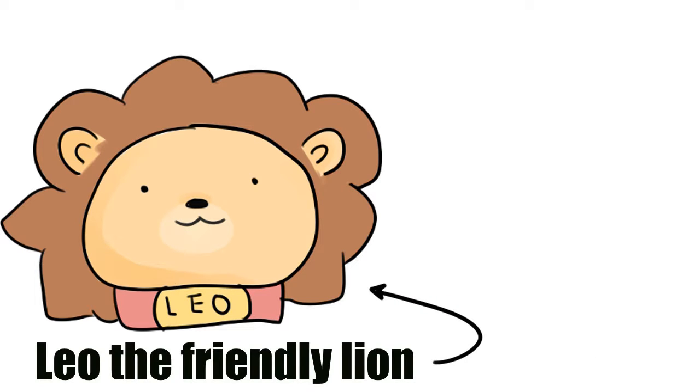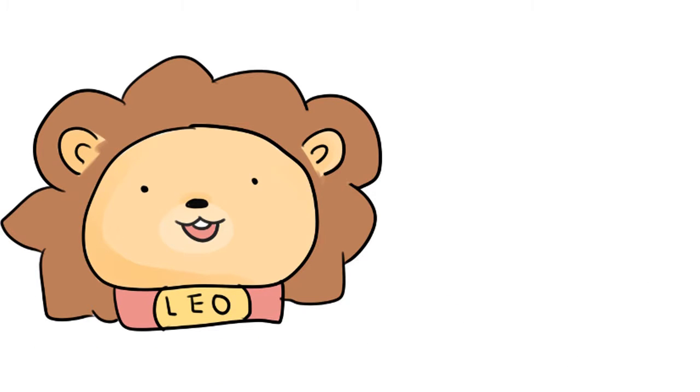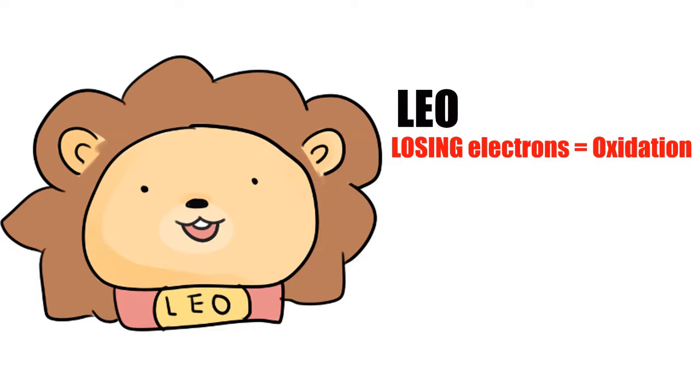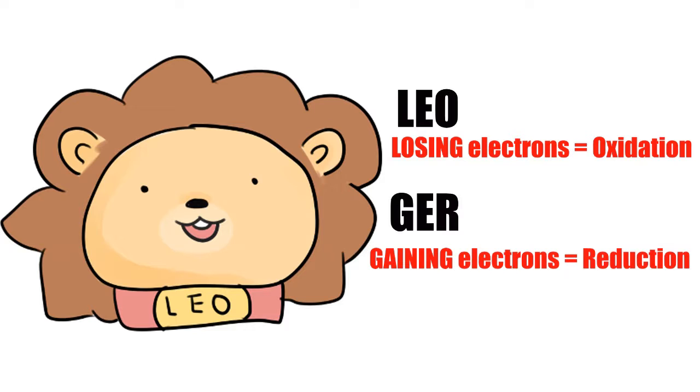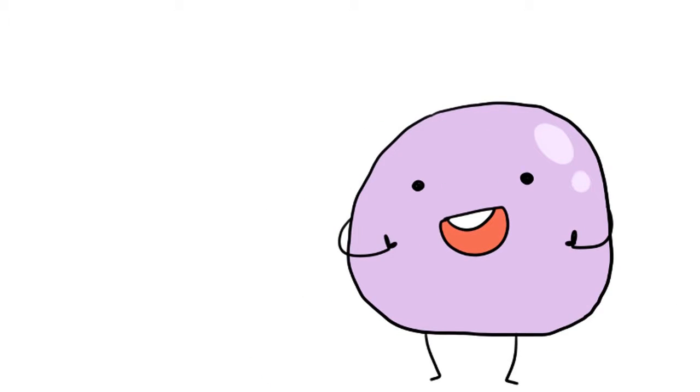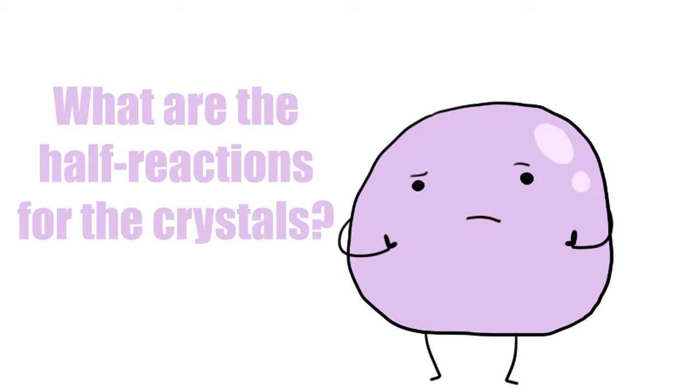Well, just remember that the friendly lion named Leo goes grr, and Leo stands for losing electrons, oxidation, and grr means gaining electrons, reduction. Okay, I think I can remember that. So, what are the half reactions for the crystals?